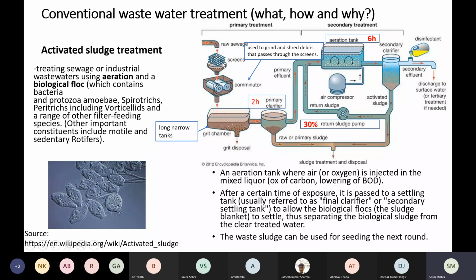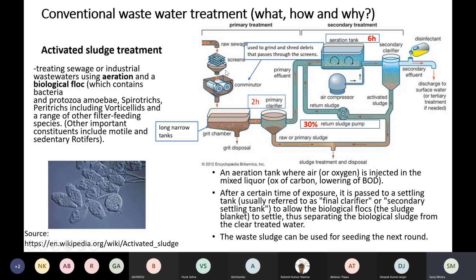The first thing that happens is that it is passed through certain screens. Screens could be like filters which are going to retain very large particulate matter, like the brown dot you see here, whereas the rest of the material will pass through the screens. So that is called a screen.